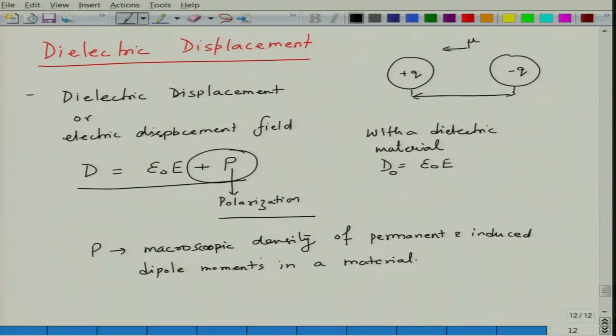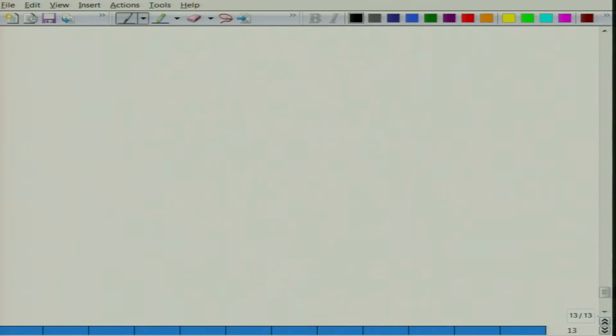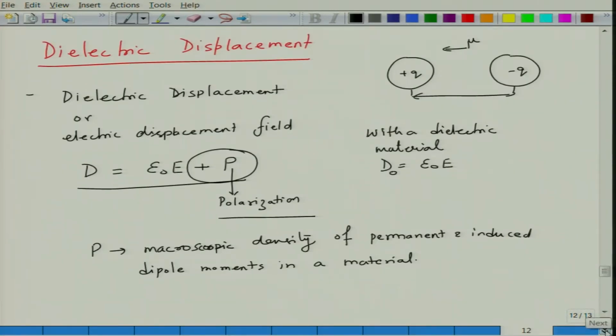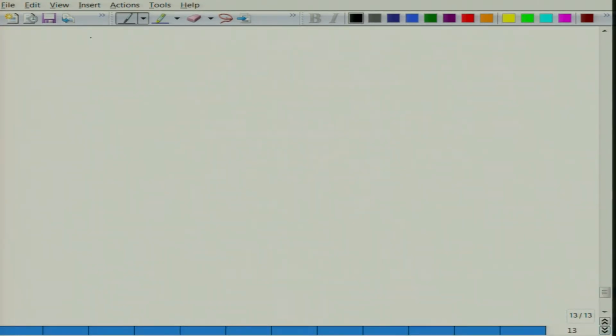Okay, and this is also called polarization density. And this displacement vector D is also defined by Gauss's law. So, if you apply Gauss's law to a dielectric, the dielectric displacement has to satisfy Gauss's law.